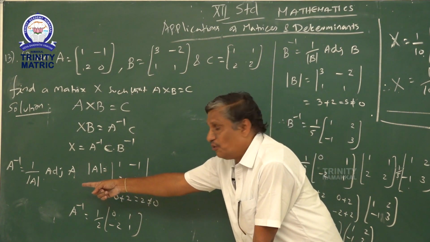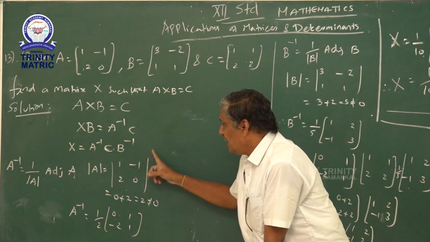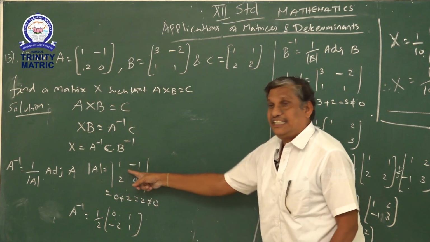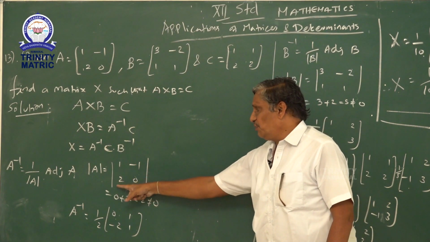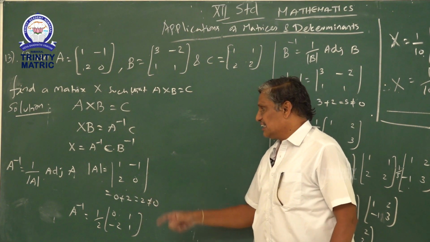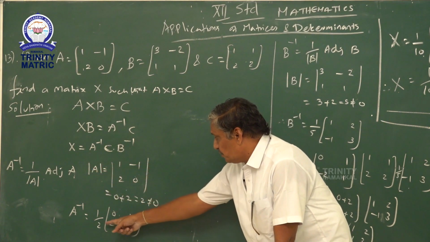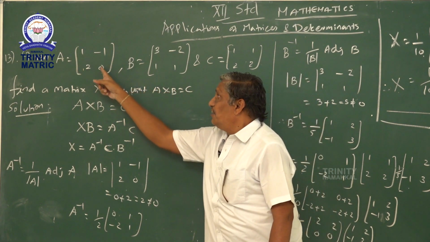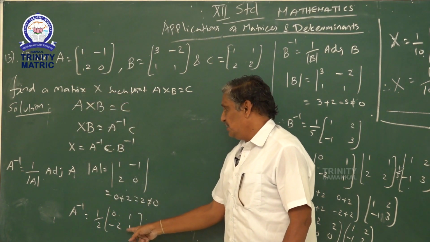What is A inverse? 1 by determinant of A into adjoint A. What is the determinant of A? You put the given matrix [1, -1; 2, 0] along with the determinant symbol. So 1 into 0 is 0, 2 into minus 1 is minus 2, already one minus is there, so plus 2. So plus 2, not equal to 0. Therefore A inverse exists. What is the formula? 1 by determinant of A, and the determinant of A is 2. Then what you have to do is adjoint A: you interchange the main diagonal, that is 0, 1, plus 1, minus 2. That is all, A inverse.